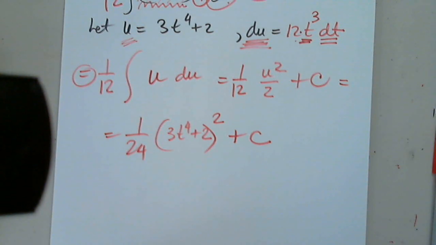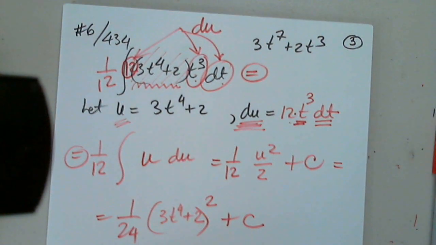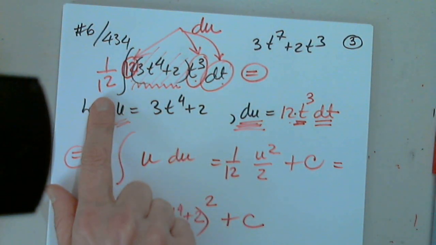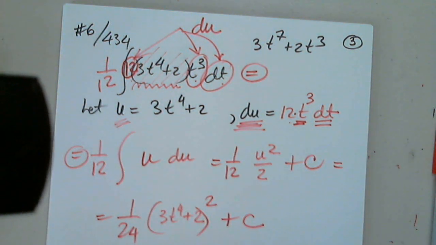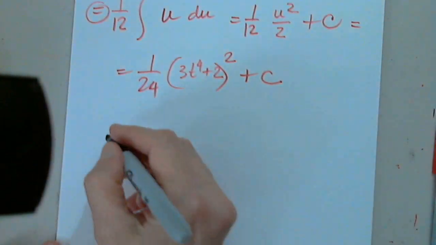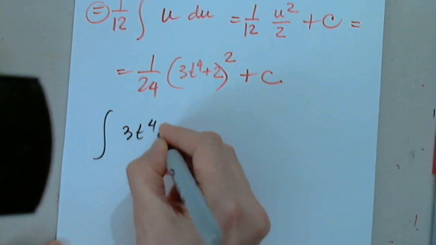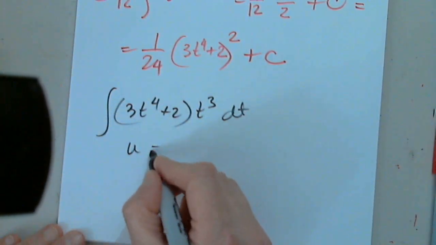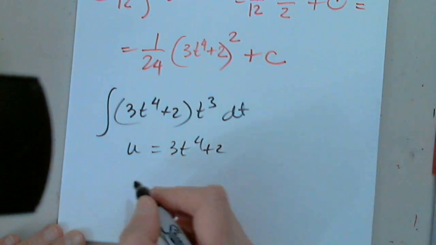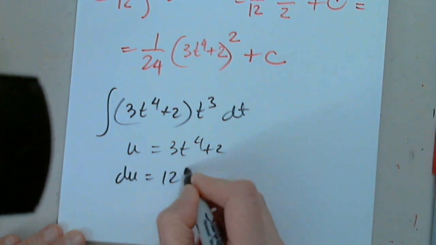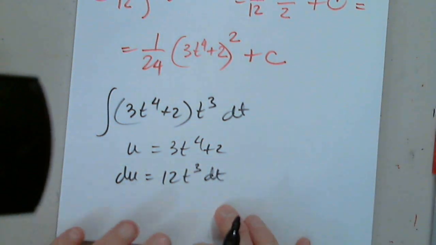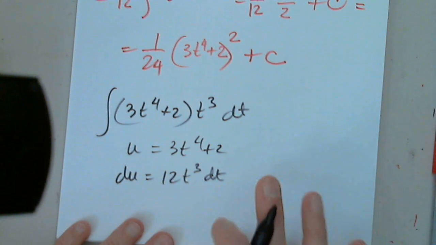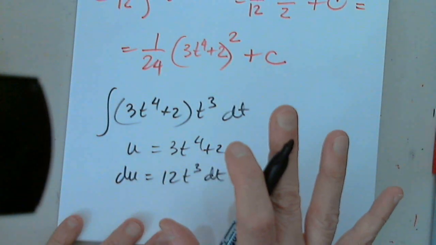How did you get 1 over 12? How did we get the 1 over 12 in front? Yes. Okay. So another way of looking at this problem is, we denoted by u 3t to the 4th plus 2. We determined that du was 12t to the 3rd dt. Is that correct so far? Yeah, I got that part. Good. So stay with me for a second.